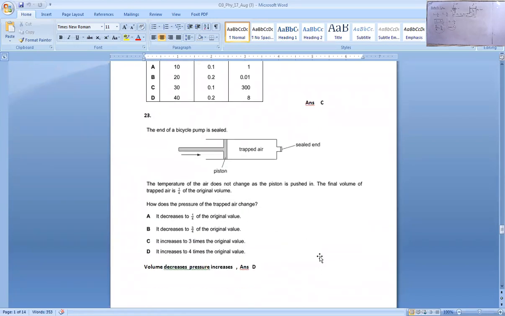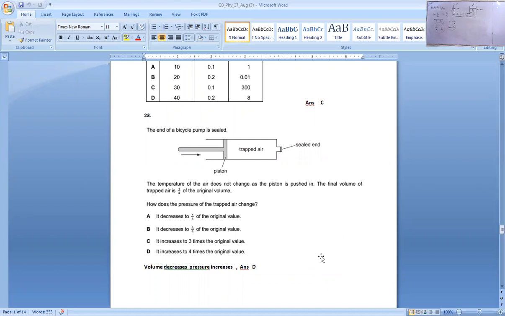The end of a bicycle pump is sealed. The temperature of the air does not change as the piston is pushed in. The final volume of the trapped air is 1/4 the original volume. As we discussed today, pressure is inversely proportional to volume. If pressure decreases, volume increases, or if volume decreases, pressure increases.